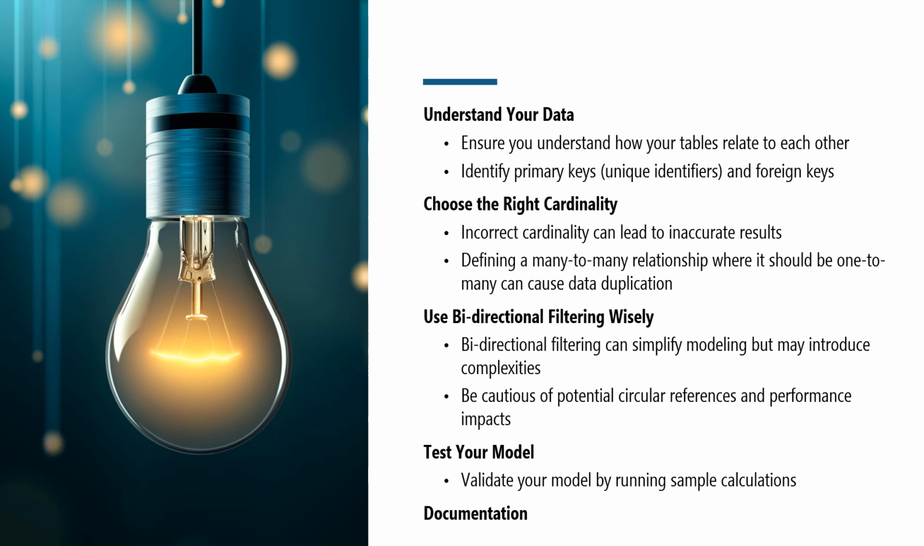Use bidirectional filtering wisely. In Power BI, bidirectional filtering can be powerful, but it can also introduce complexity. Be mindful of potential issues like circular references and keep an eye on performance. Test your model. After setting up your relationships, run some sample calculations to make sure everything works as expected. This can help catch problems early on. Document everything. Keep a record of your data model, including the relationships and cardinality settings. Good documentation makes it easier to maintain your model and helps others understand your work. By following these tips, we'll be better equipped to build efficient and accurate data models that meet our analysis needs.